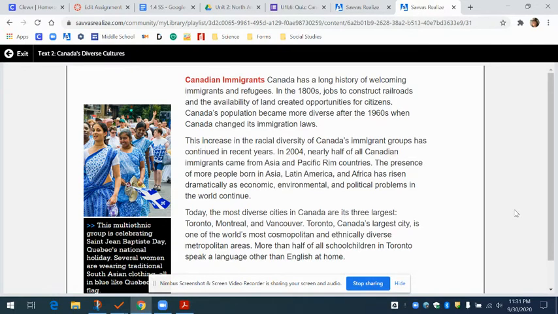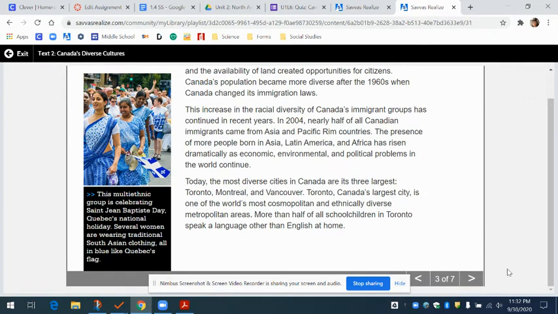The presence of more people born in Asia, Latin America, and Africa has risen dramatically as economic, environmental, and political problems in the world continue. Today, the most diverse cities in Canada are its three largest: Toronto, Montreal, and Vancouver. Toronto, Canada's largest city, is one of the world's most cosmopolitan and ethnically diverse metropolitan areas. More than half of all the school children in Toronto speak a language other than English at home.